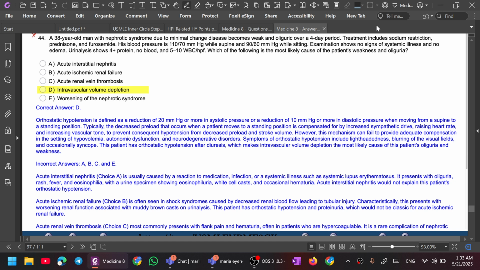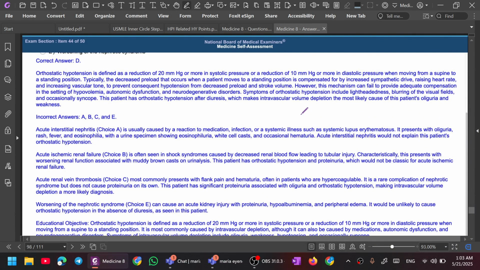Okay. It's not B or C because acute ischemic renal failure is often seen in shock syndrome caused by decreased renal blood flow leading to tubular injury. Characteristically, this presents with worsening renal function associated with muddy brown casts on urinalysis. This patient has orthostatic hypotension and proteinuria, which would not be classic for acute ischemic renal failure. Acute renal vein thrombosis most commonly presents with flank pain and hematuria, often in patients who are hypercoagulable. It is a rare complication of nephrotic syndrome, but does not cause proteinuria on its own. This patient has significant proteinuria associated with oliguria and orthostatic hypotension, making intravascular volume depletion a more likely cause.